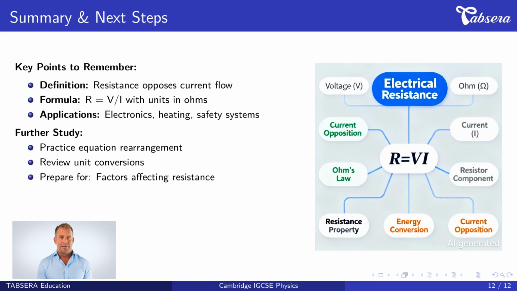Let's summarize today's lesson. The key points to remember are, first, resistance is the opposition that materials offer to electric current flow. This fundamental concept explains why different materials conduct electricity differently. Second, the formula R equals V divided by I connects resistance, voltage, and current, with resistance measured in ohms named after Georg Ohm. This equation allows us to calculate any unknown when we know the other 2 values. Third, applications include electronics where resistors control current, heating systems that convert electrical energy to heat, and safety devices like fuses that protect circuits. These 3 concepts form the foundation for understanding electrical circuits.